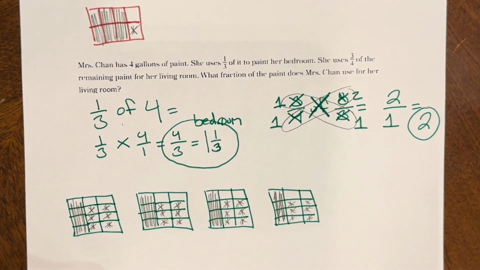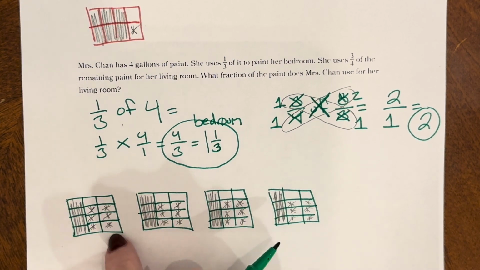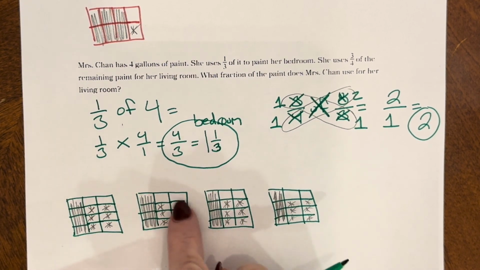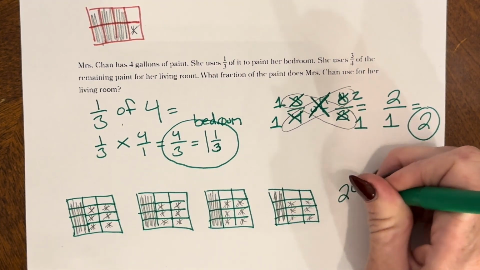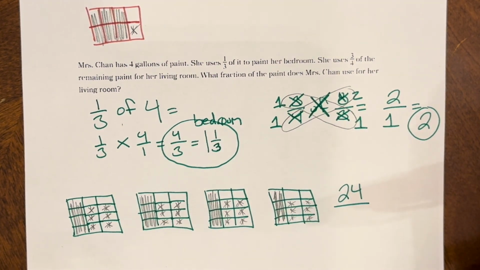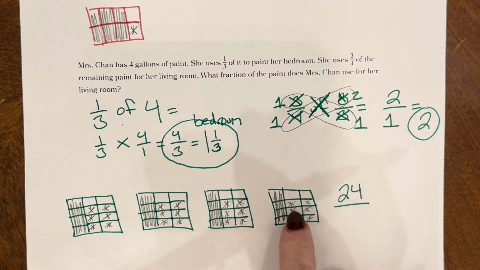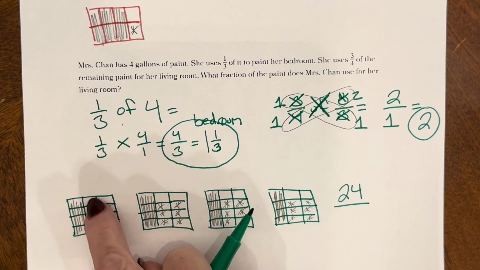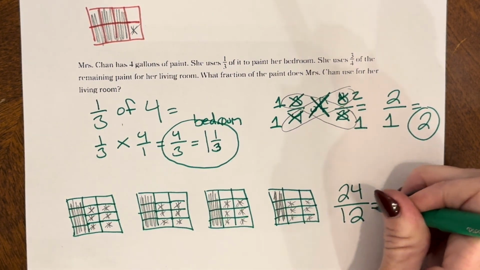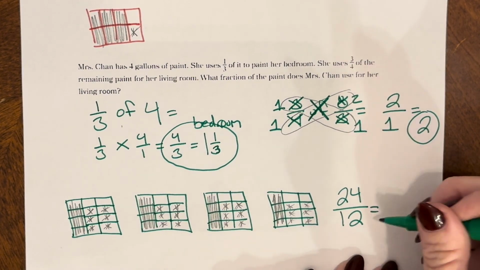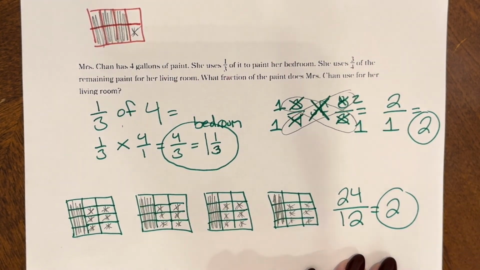So how many pieces did she use? 1, 2, 3, 4, 5, 6. She used 6 here, 6 here, and 6 here. So she used 24 pieces. And how big was each piece? Well, each piece was 1/12 big. So 24/12 is 2. So our answer would be 2.